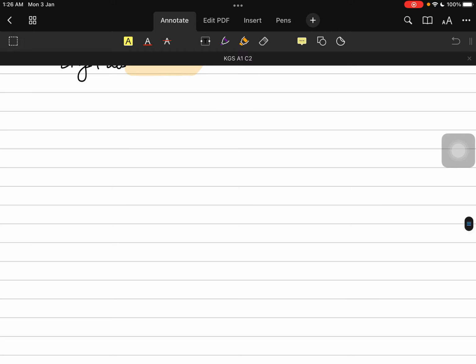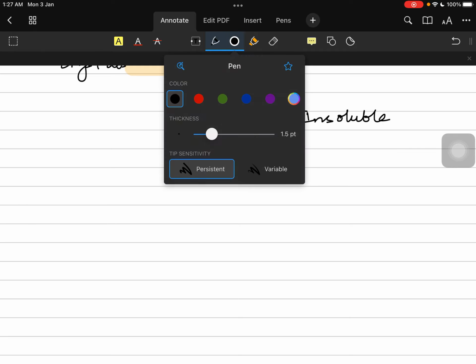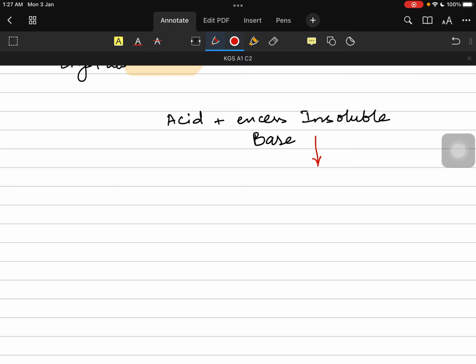In today's video we're going to be talking about the acid plus excess insoluble base method. There's no specific name for this method, just the acid, which is the required acid no matter whichever acid you use, and the excess insoluble base. Now the insoluble base means insoluble metal oxide, because metal oxides are basic in nature and they are also insoluble in water.